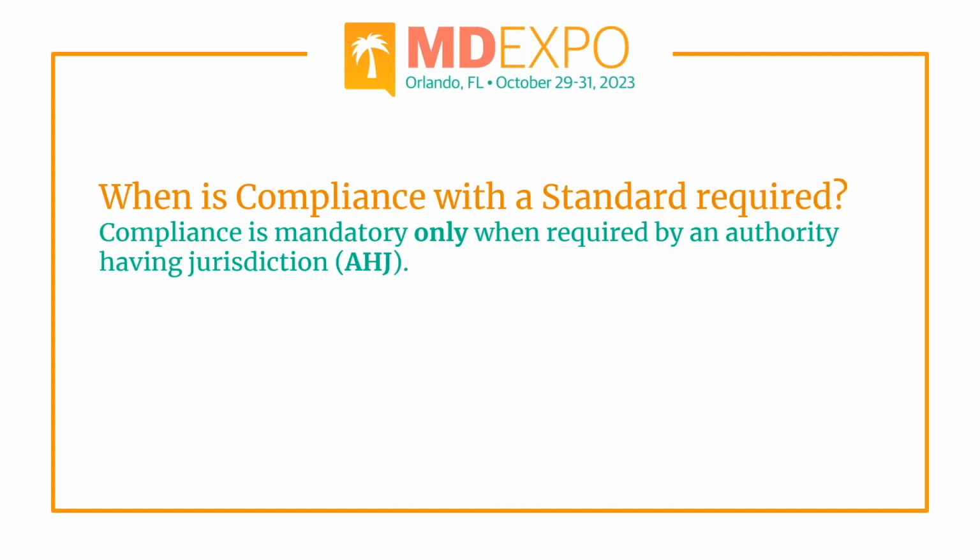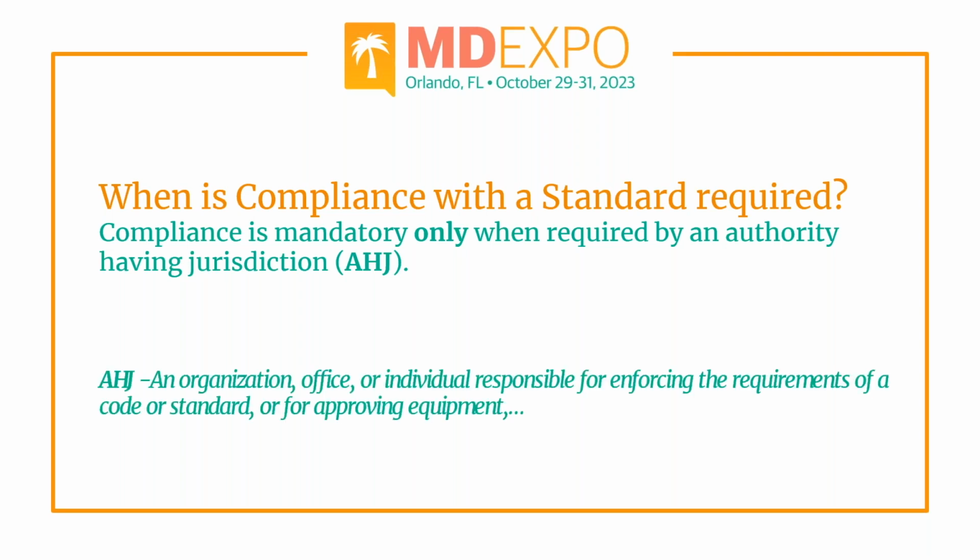All right. So the key question is, as I said, most of the standards are voluntary. When is compliance with that standard required? Compliance is only mandatory when it's required by what's called the authority having jurisdiction, AHJ. So what is AHJ? AHJ is defined as an organization, office, or individual that is responsible for enforcing the requirements of a code or a standard or for approving equipment.